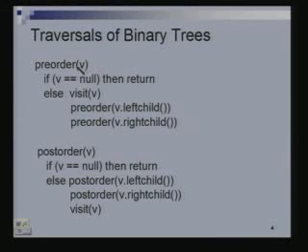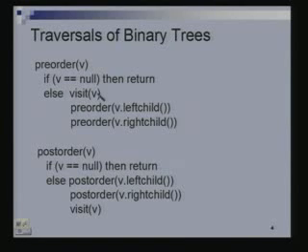V is a node. If V is null, then there is nothing to be done. If V is not null, then in a pre-order traversal, we are first saying visit V. A visit is some generic computation. We do not know what it really is. It depends upon what your particular application is.